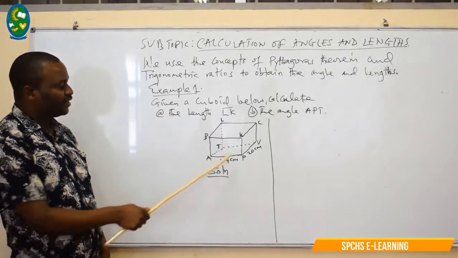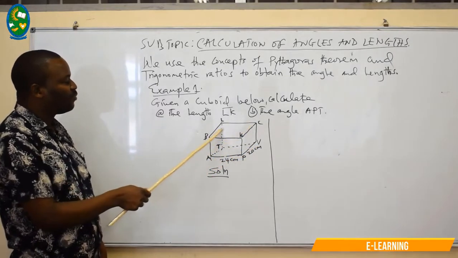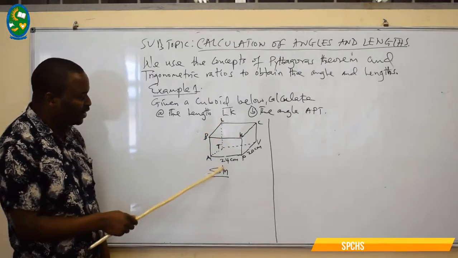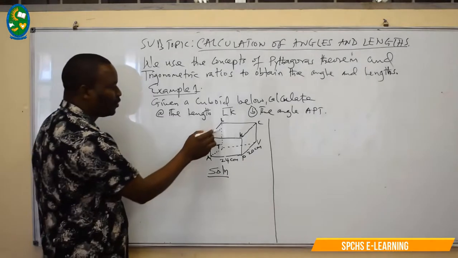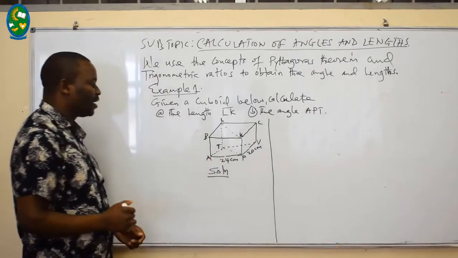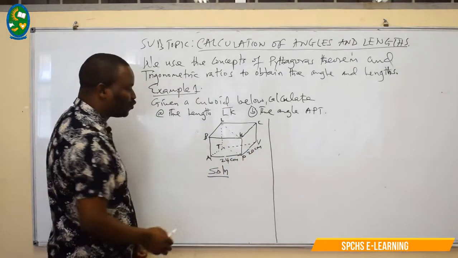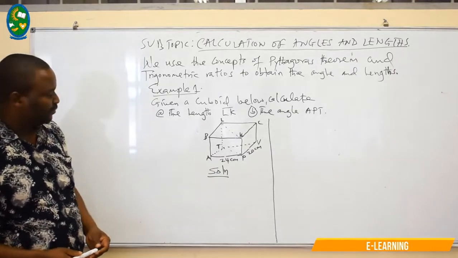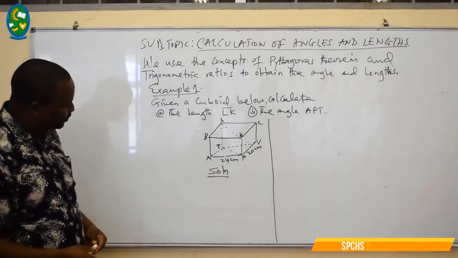If you check the plane at the base and the plane upward here, they are equal. For that case, LOK can be equal to TP. This line is equal to this line. Now we have VP, which is equal to 20 centimeters, and AP, which is equal to 24 centimeters.